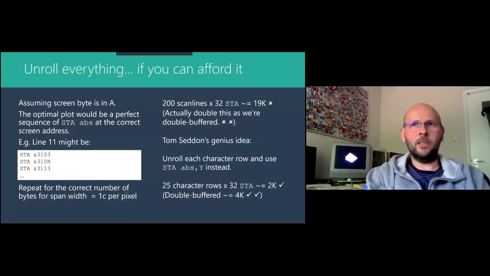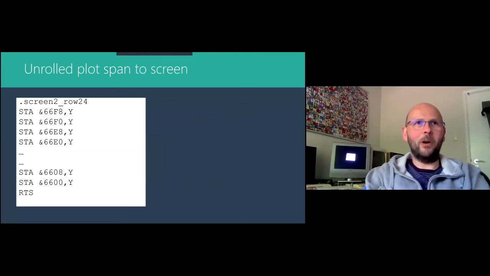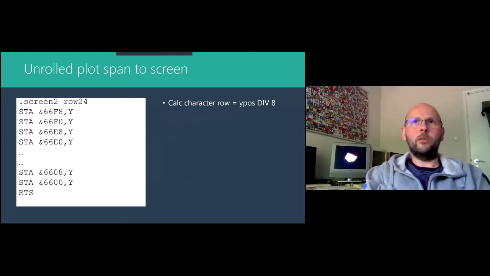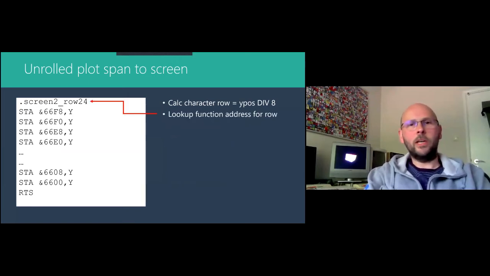That's not too painful. So this is probably the most technical slide of the whole presentation. Here's an example of one of our screens, row 24. We've got all 32 of our store instructions pointing into memory. If we're trying to plot a line, first of all we need to calculate which character row we're in. Well, that's easy, we just divide by 8. We have a lookup table to work out the address of this unrolled code.